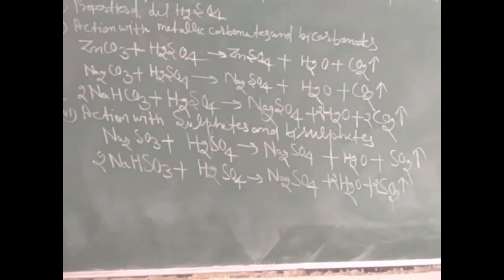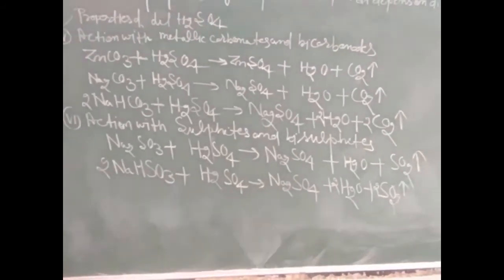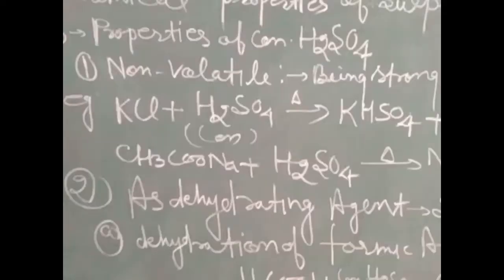Action with sulfides and bisulfides. When a metal sulfide, that is sodium sulfide, is treated with dilute sulfuric acid, sodium sulfate and water are formed along with the release of sulfur dioxide gas. Again, when sodium bisulfide is treated with sulfuric acid, sodium sulfate, water and sulfur dioxide are evolved. Now dear students, we will discuss the next properties.